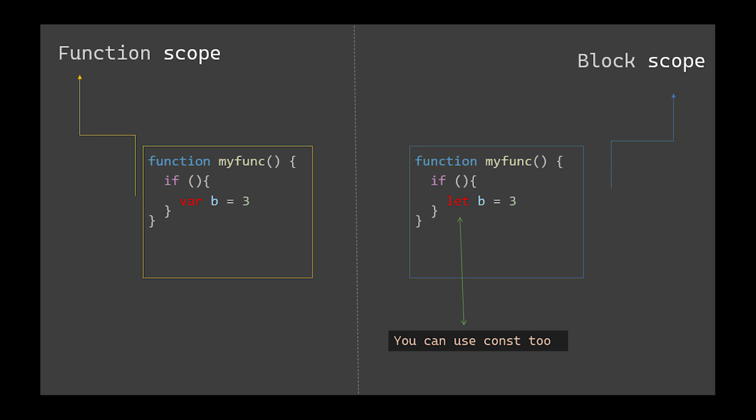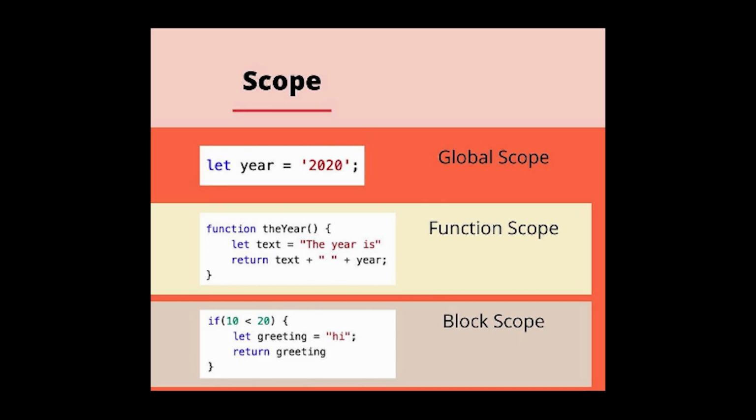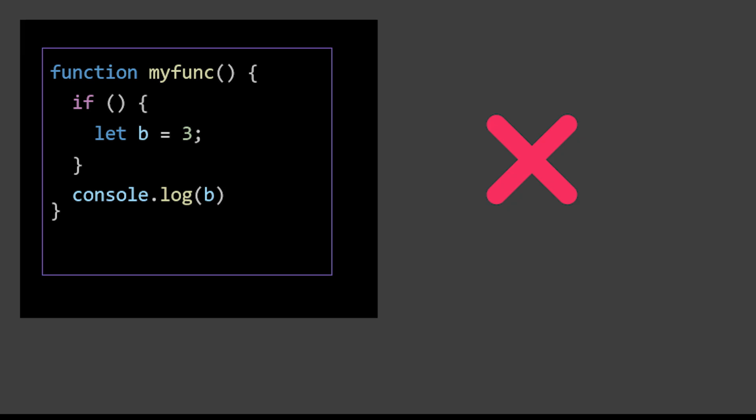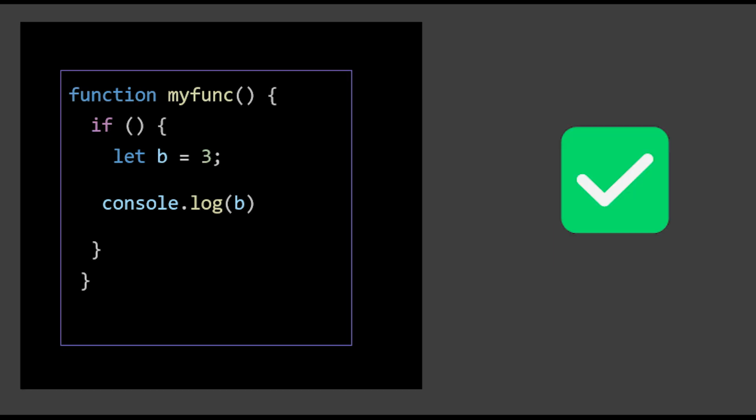The main difference is that in block scope, the variable can only be used in a specific block, like an if statement or loop or anything else. You can't use your variable in the whole function. For example, variable b can't be used in the whole function. You can use it only inside of the if statement. That's why it's called block scope.